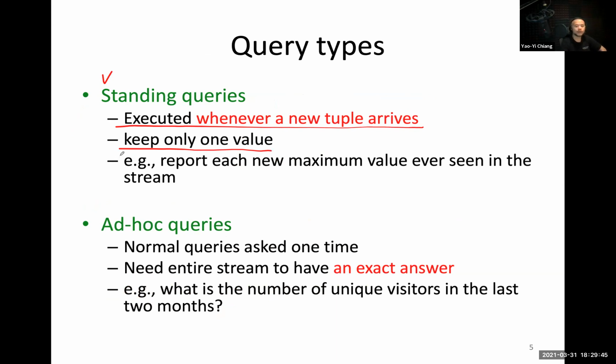For example, report each new maximum value ever seen so far in the data stream, right? That's a standing query. Because every time you receive a new temperature, you compare that with the old maximum temperature. If the new temperature is higher than the old maximum, you use that to replace the maximum temperature and throw away the old one, right? You always keep one value.